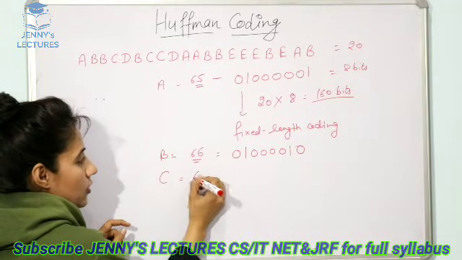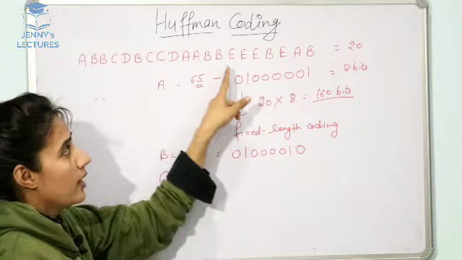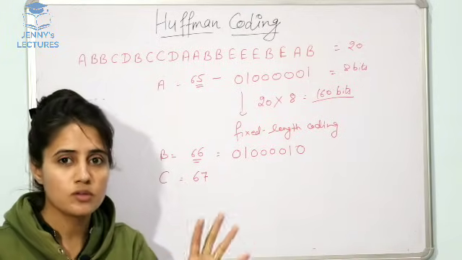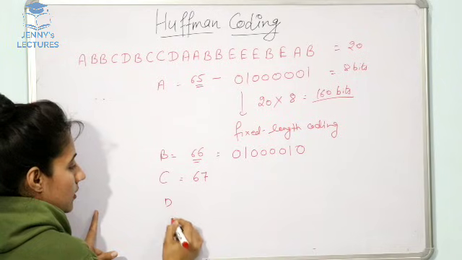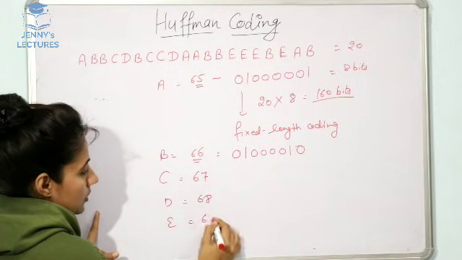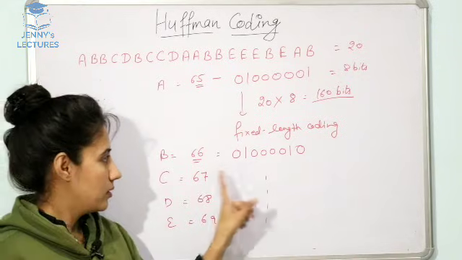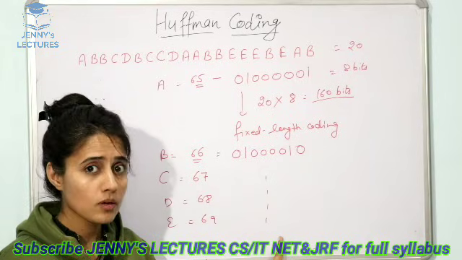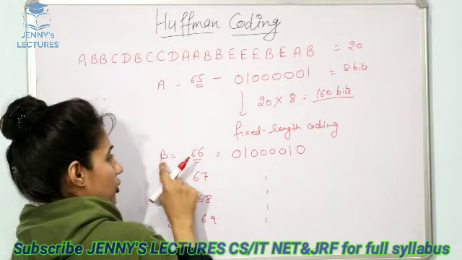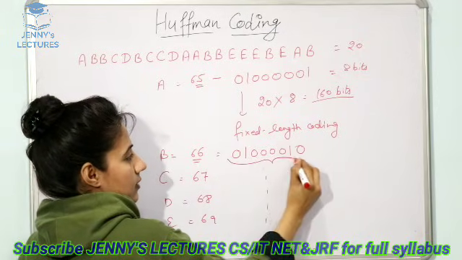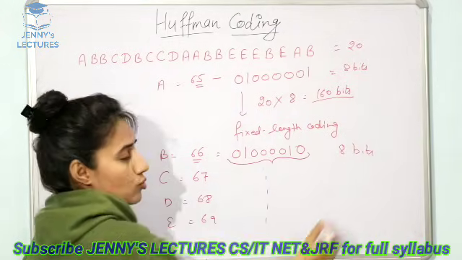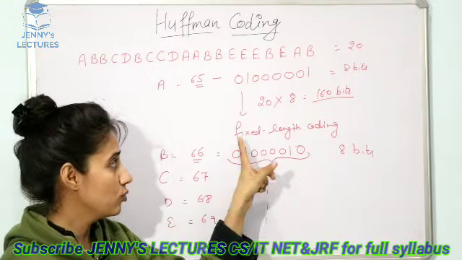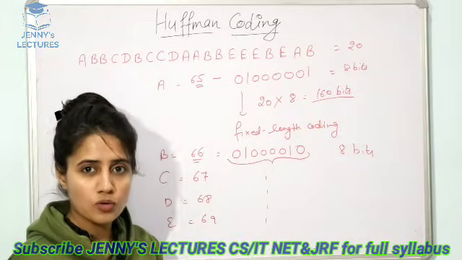Same with C. C is 67. In this message I am taking only A, B, C, D and E, only 5 characters, just as a simple example. A, B, C, D and E, then 68, and this would be 69. Same, 67 would be converted into binary form, and each character is represented with 8 bits. So this is fixed, right? Each character has an 8 bit representation. That is why it is known as fixed length coding.